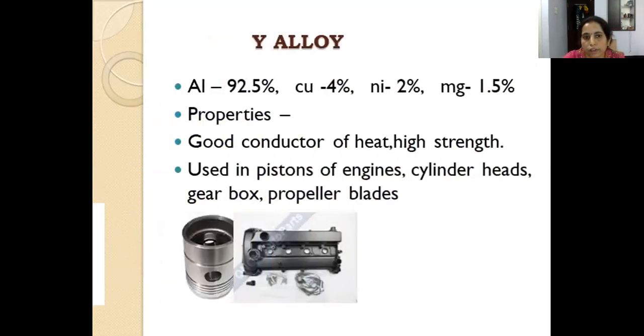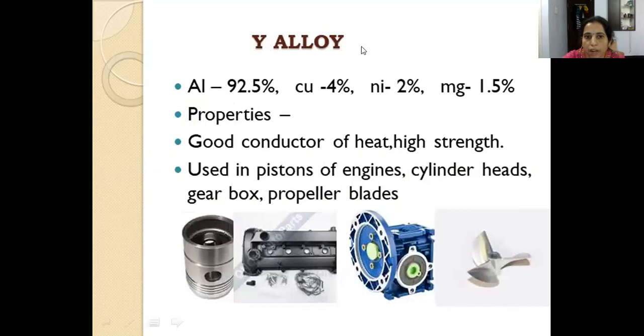The last alloy of aluminum is Y alloy. It consists of aluminum 92.5%, copper 4%, nickel 2%, and magnesium 1.5%. It is a good conductor of heat and it has high strength. It has more applications in the automobile and mechanical industry. It is used in the pistons of engines, the cylinder heads, the gearbox, and also in propeller blades. So by this, we are ending with the alloys of aluminum.